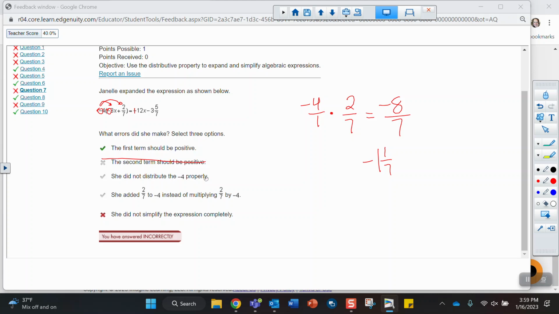I mean, yeah, she didn't, because she didn't get her signs right and she didn't multiply correctly. She added 2/7 to -4 instead of multiplying. Is that what she did? Oh, it's a -4. Yeah, that is right, because you would subtract 2/7 from 4. So yeah, she added instead of multiplying. Remember, the distributive property is multiplication through the parenthesis.